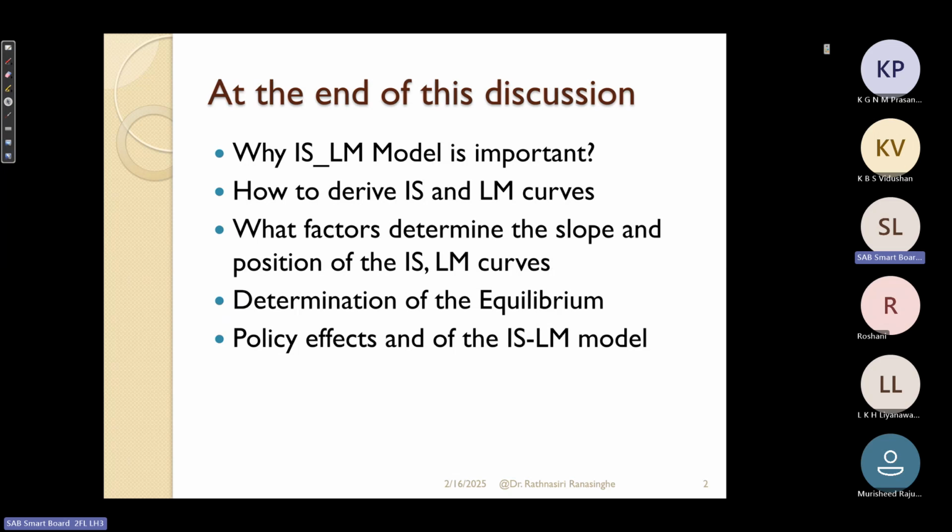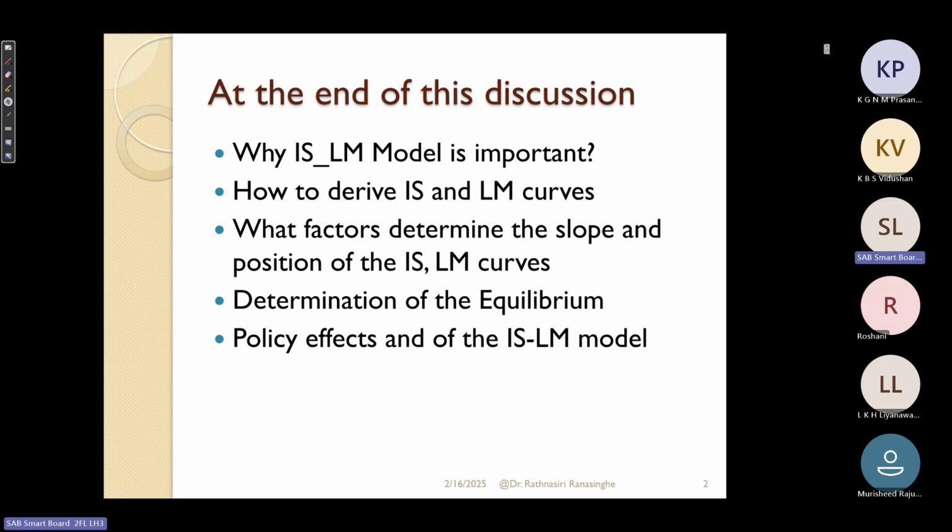So that is why this model is important. Having seen why it is important, we are going to derive the IS and the LM curves. We need them to talk about the equilibrium: the intersection point of the IS and the LM gives us the equilibrium between the real sector and the monetary sector. So we derive the IS and LM curves, and then look at what factors determine the slope of these curves and their position. That is very important.